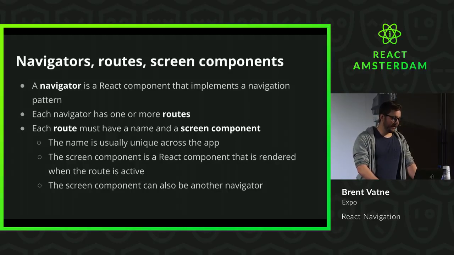A navigator is a React component that provides the state and the views that implement a particular navigation pattern. For example, the tabs that we saw earlier. A navigator has one or more routes. These are the different screens inside of that particular implementation of the pattern. Each route has to have a screen component, and this is essentially just the component that's rendered when the route is active. A key thing to remember here is that a screen component can also be another navigator.